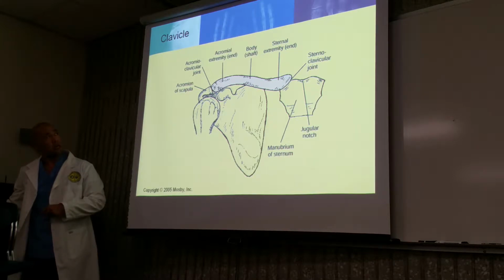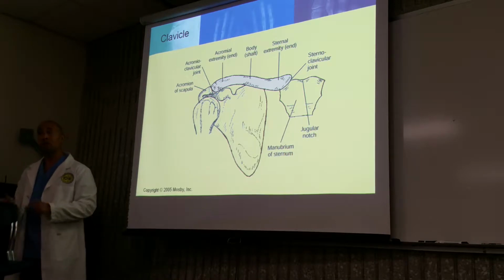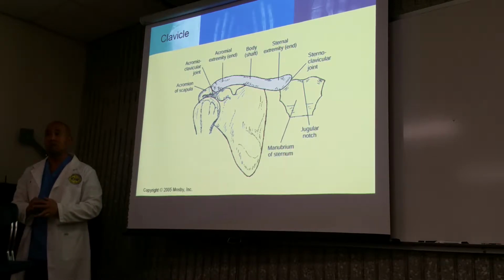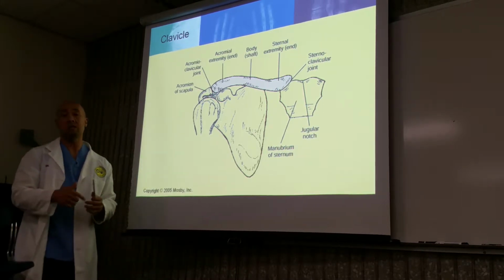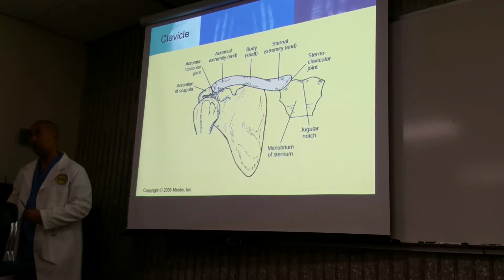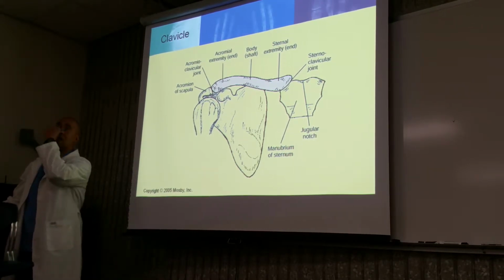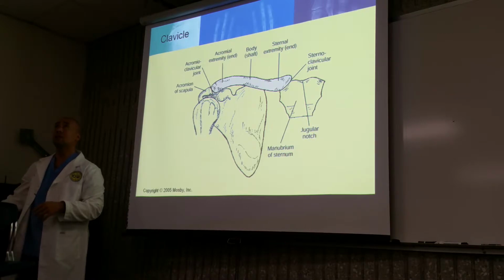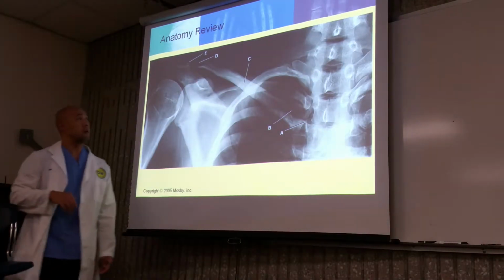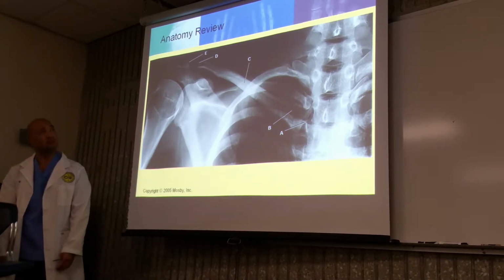So the clavicle is what communicates the scapula with the sternum. Okay? The clavicle is the communication between the scapula and the sternum. We'll cover the sternum in another presentation. So our focus is going to be on the clavicle and the scapula today.